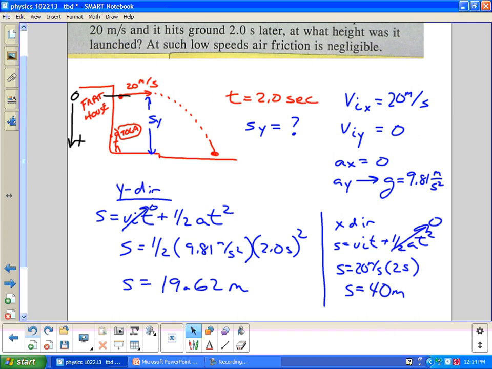All right. It's an egg. A marshmallow. You can throw an egg 40 meters. It's marshmallow. We'll have to have an experiment sometime.